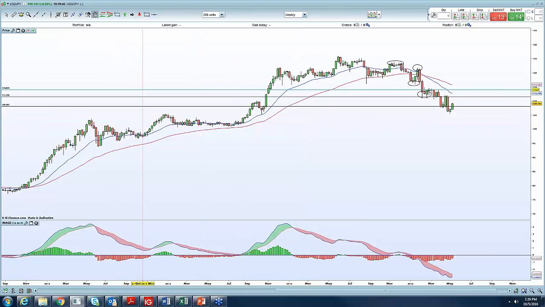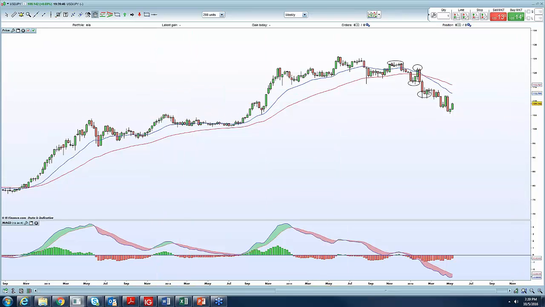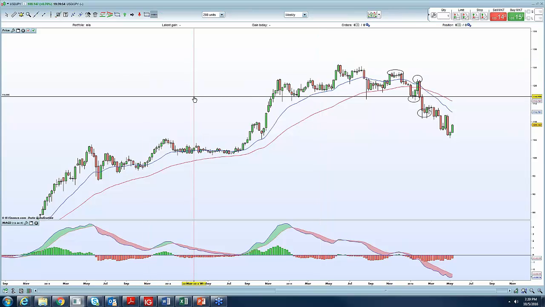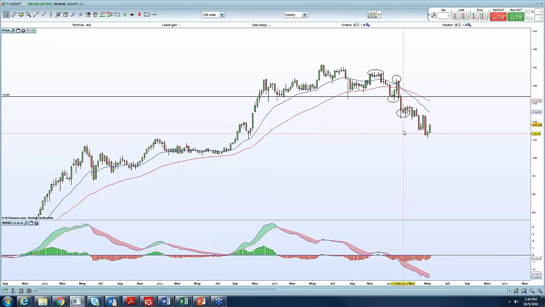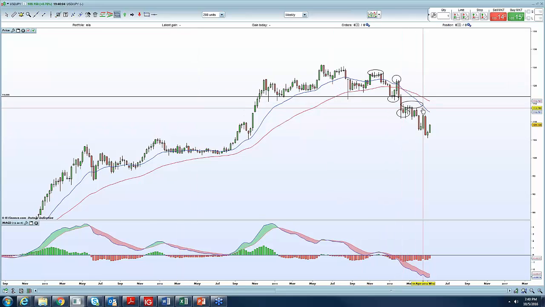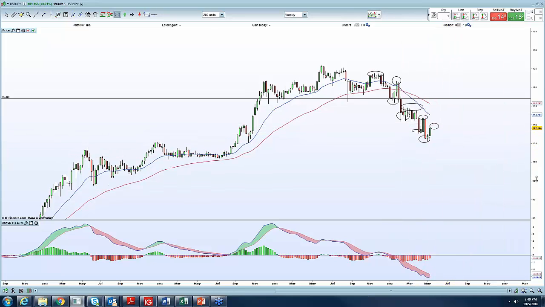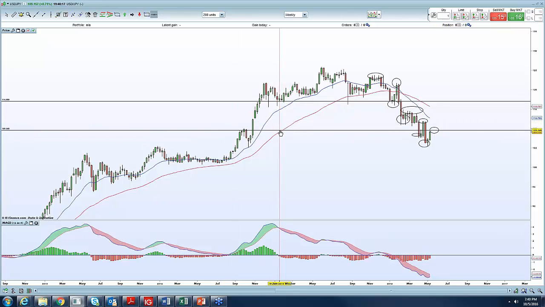Let me just delete some of the old lines here. But the reason why I say it's a nice downtrend is because from here, you see the support that was broken. This support around 116 was broken. So lower low, lower high, lower low, another lower high here, another lower low here, another lower high here, another lower low here, and a potential lower high here. So weekly is still in a very nice downtrend.